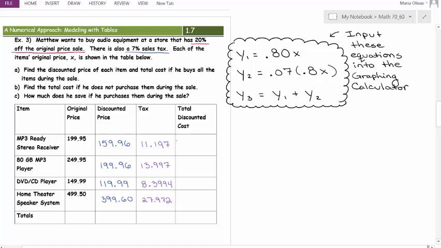And now our last column is the total discounted cost. So that's adding the tax with the discounted price. I am going to make sure that these are rounded to the nearest cent because this is the answer to question A. It said find the discounted price of each item and the total cost if he buys all the items during the sale. So I'm going to make sure that these are all rounded to the nearest cent.